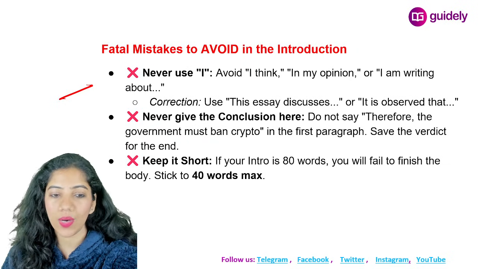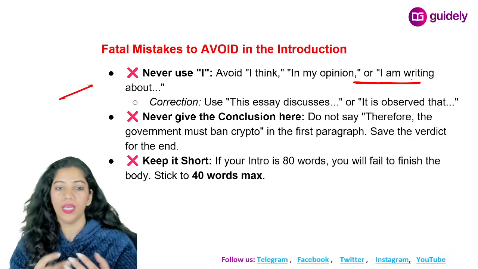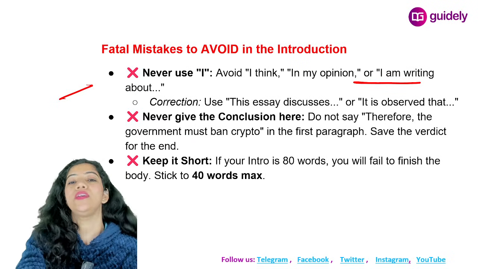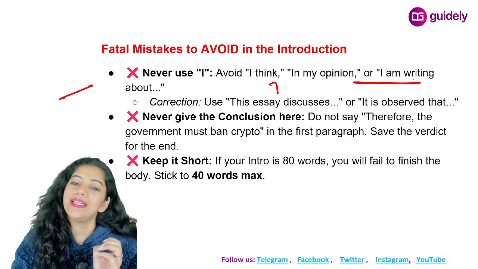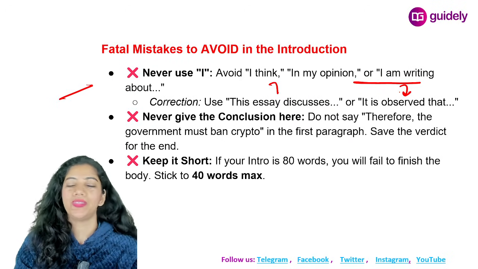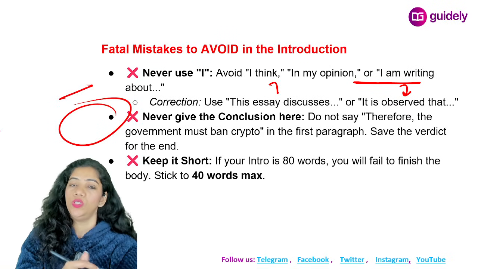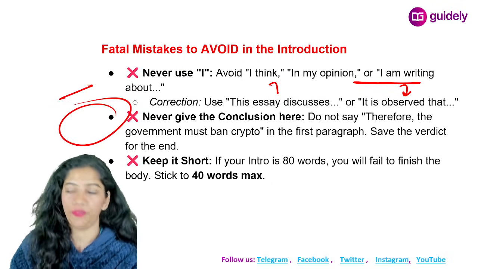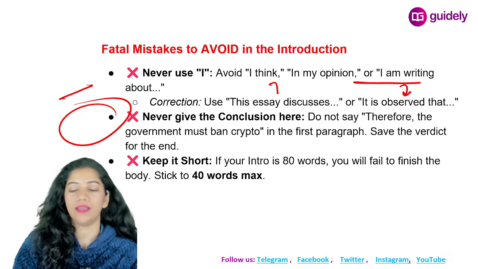So always avoid I, in my opinion, I am writing about, I'm concerned about. No, rather use the generic way to write. This essay discusses, it is observed that. Never give the conclusion here. Starting mein mat bolo. So it is observed that one nation, one election is good. We all should support it. It strengthens the nation, the unity, blah, blah, blah, blah.